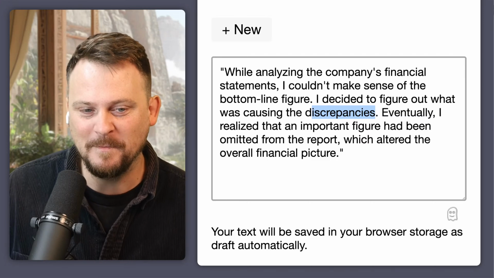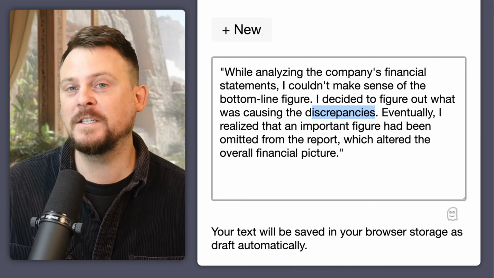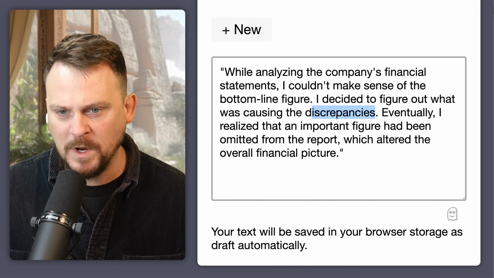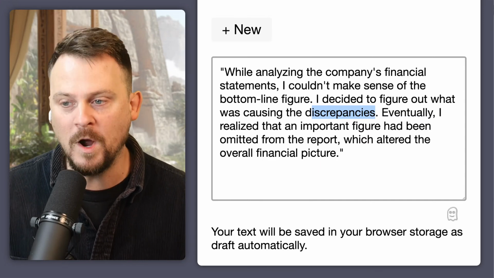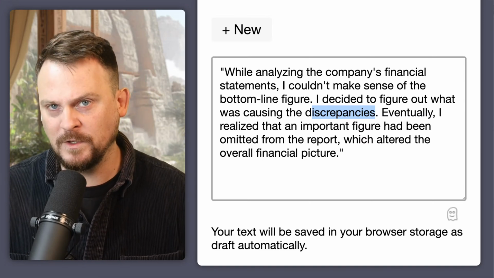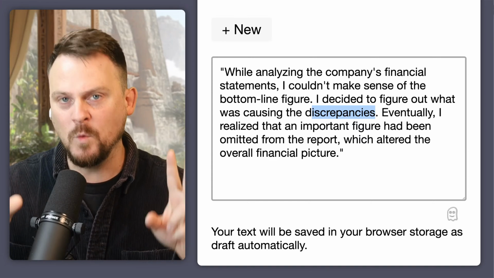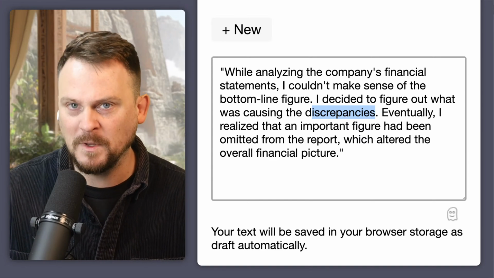I don't understand bottom line figure. Okay. So this is the process of exploration. First, what are we noticing here? Well, number one, what we're not doing is learning words in arbitrary, random lists of words. I don't believe in that.